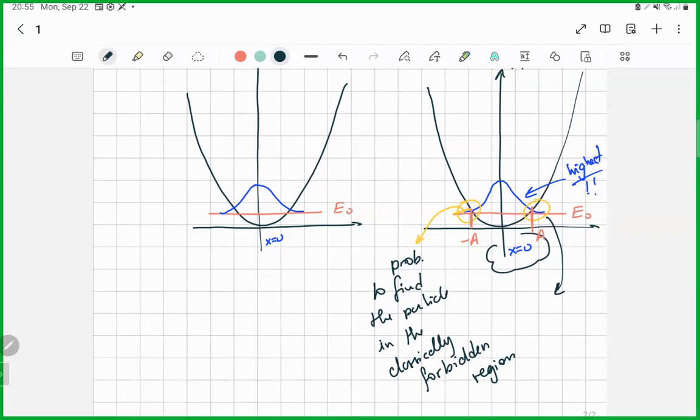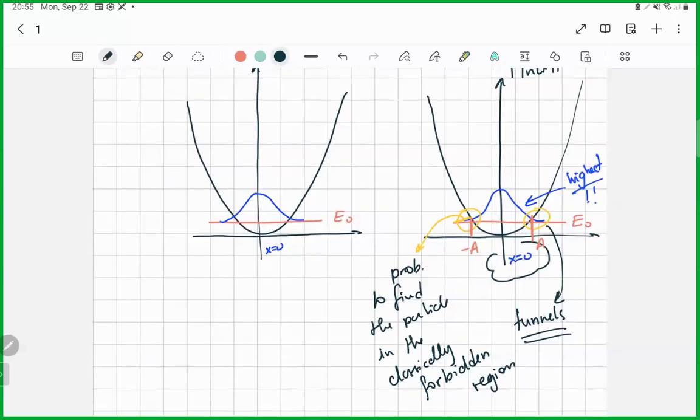So we say that when the particle goes beyond this classically allowed region, we say that the particle tunnels. It's tunneling. This is a purely quantum mechanical process. Okay, let's continue with some more plots.